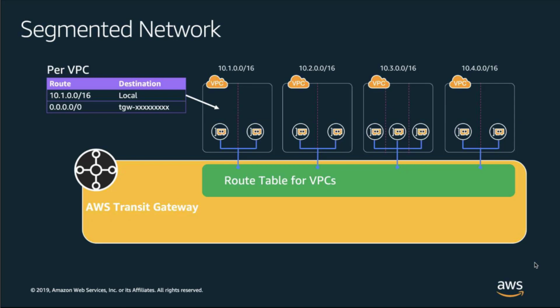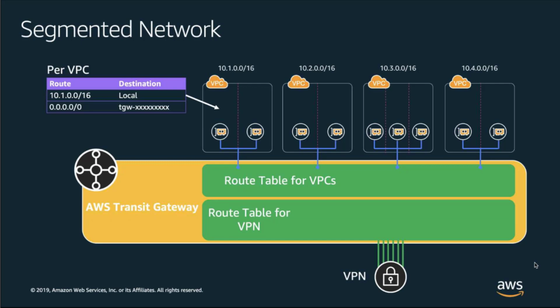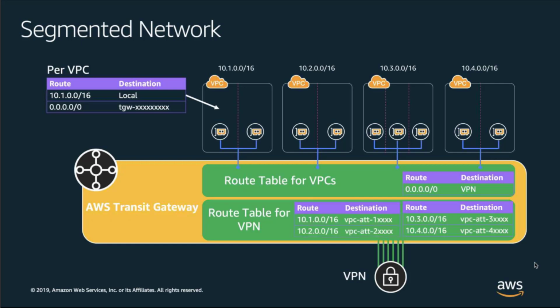Now, I could extend this one step further and say I wanted a segmented network. So in this example, I don't want any of my VPCs to be able to talk to each other, but I would like them to talk to an on-prem environment. So I'm going to go ahead and create a default route to the Transit Gateway. I then have a separate route table for my VPN. The route table for my VPCs is going to have a default route that points to the VPN as the destination. I then have a route table on my VPN connection, and that will have the attachment as a destination for each of the CIDRs for the VPCs, which will allow traffic coming from the VPN to flow into the appropriate VPC.